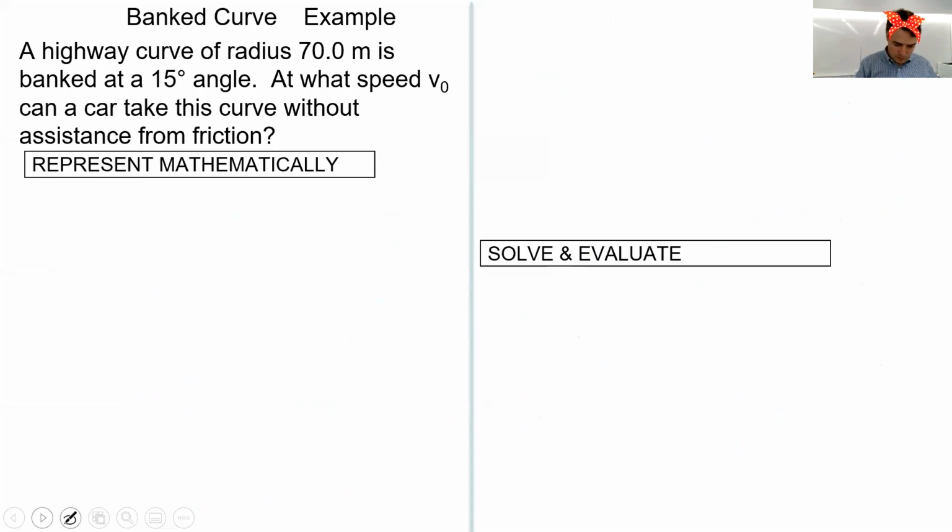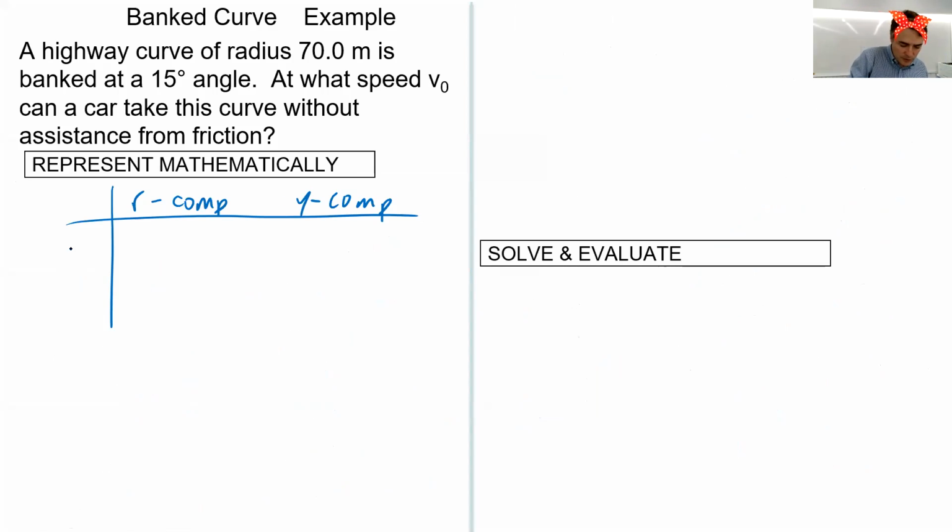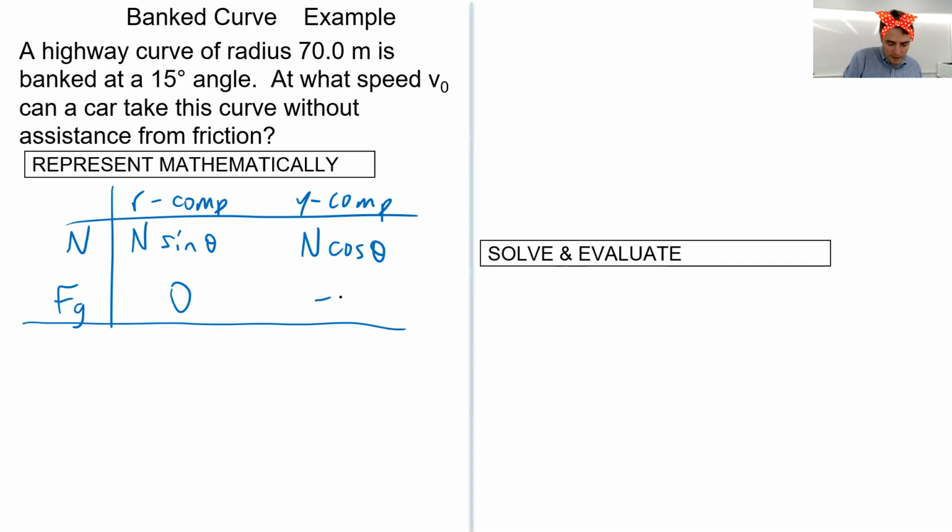Let's go to the next one. I'm going to do one of these tables, the R components and the Y components. There are only two forces, the normal force and F sub G, right? The normal force: we said the R component is n sine theta in the plus direction, towards the center of the circle. The Y component is up and it's n cos theta. There's no R component of the force of gravity, and the Y component is negative mass of the car times g.